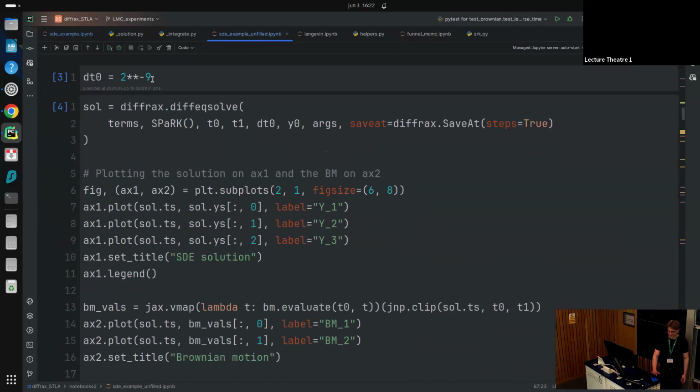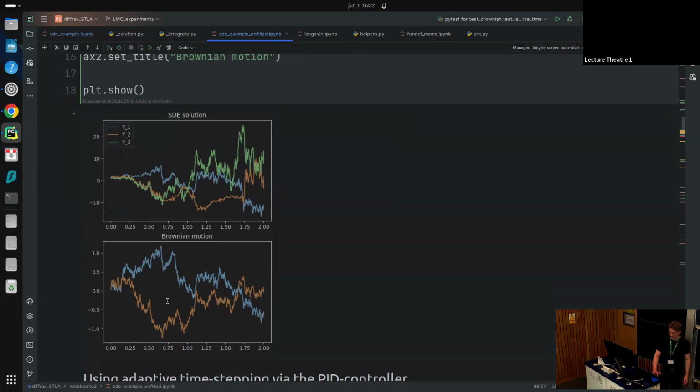And then you specify your step size. And what does all the magic is this function diffeqsolve, right? Where you feed the terms, you put in the solver. SPaRK is one of the new stochastic Runge-Kutta methods devised by James. And you fill in all the other important information. And you also want to put in at which times you want the solution to be saved, right? And then we just plot it, right? So here below are the 2 dimensions of Brownian motion, and above is the SDE trajectory, right?